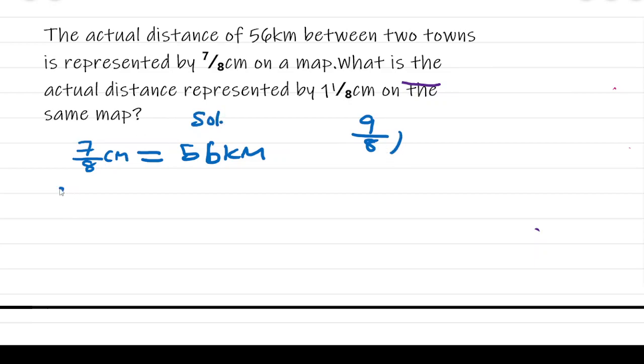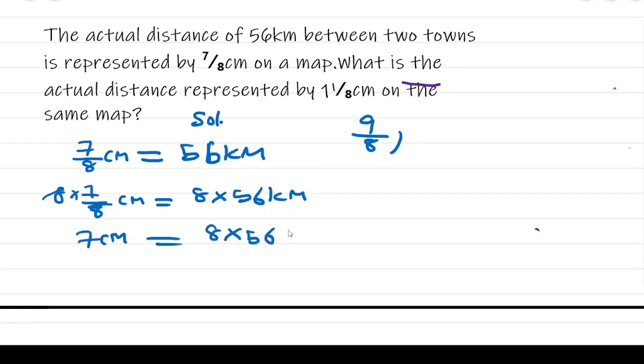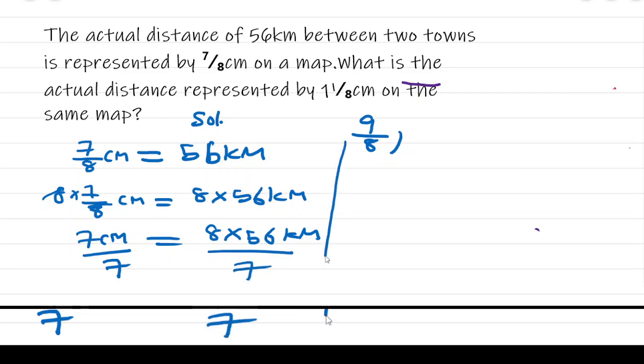So multiply both sides by 8. You get 8 times 7 over 8 centimeter equals 8 times 56 kilometers. So the 8 cancels out, so 7 centimeters is 8 times 56 kilometers. Now we need 1 centimeter, so we're dividing both sides by 7. Sorry, let me take a straight line ruler. I will wipe this 9 over 8 here for continuity purposes.